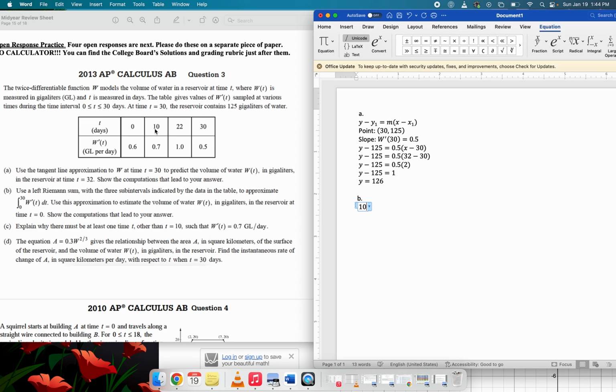And how tall is it? Well, since I'm using the left Riemann sum, that means the height is going to be determined by the value of the function at the left endpoint of the interval. In other words, the value at 0, so that would be 0.6 plus, okay, next subinterval, it goes from 10 to 22, so the width is 12, and the height is going to be the value at the left endpoint, that's 0.7, plus last subinterval, 22 to 30, that has a width of 8, so 8 times the value at the left endpoint, that's 1.